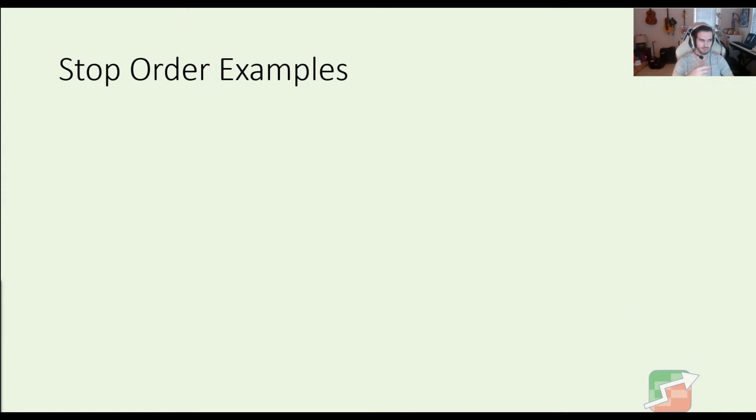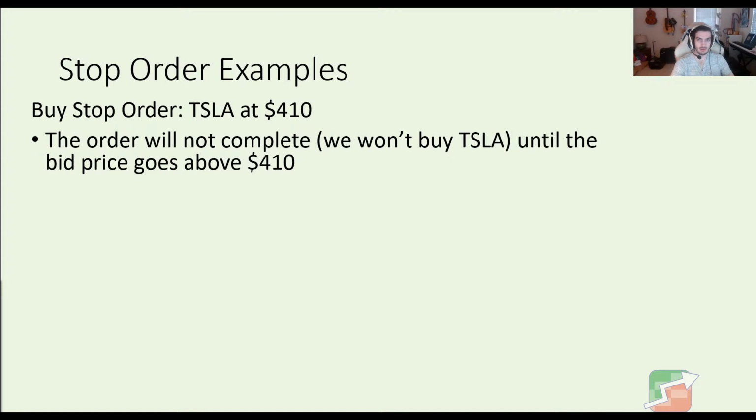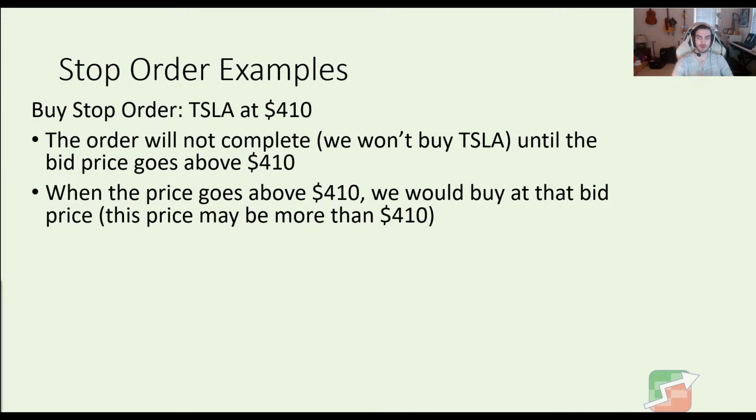Now, what does this look like in practice? Well, let's say that we place a buy stop order for Tesla at $410. The order will not complete, aka we will not buy Tesla, until the bid price goes above 410. When the price goes above 410, we would buy at that bid price, not at $410 and 0 cents and 0 fractions, but at the bid price, so that may be $412.